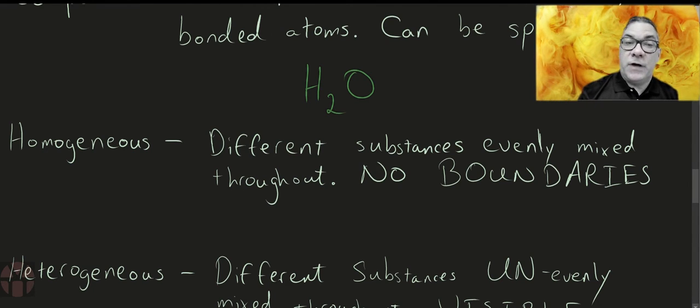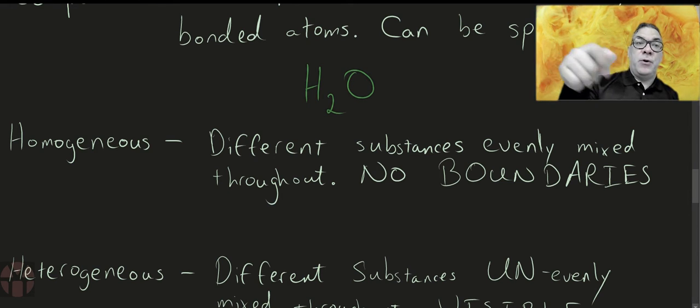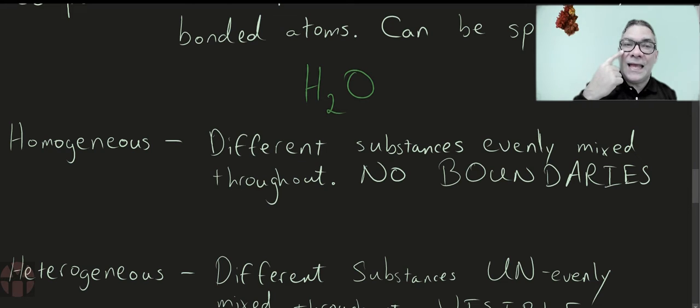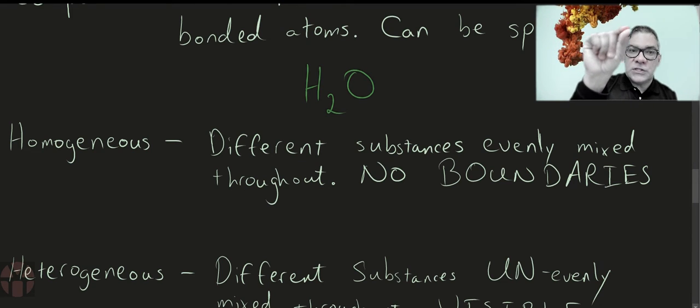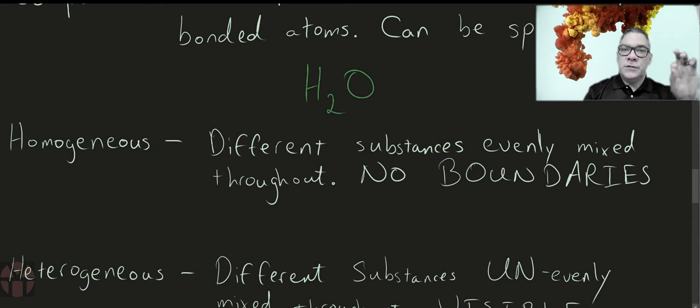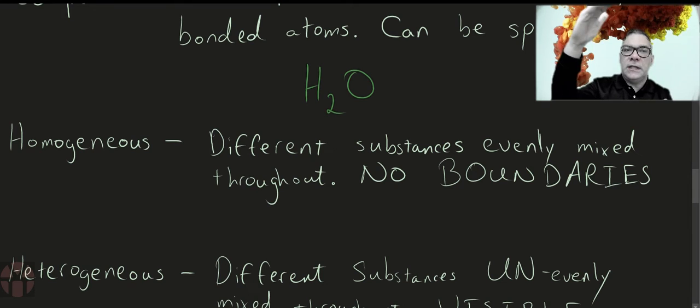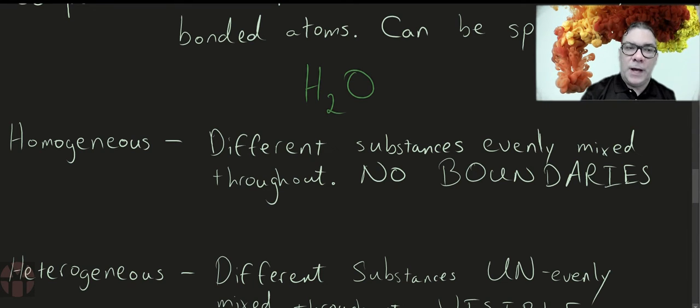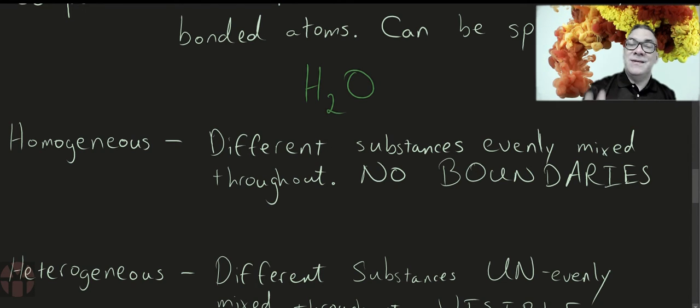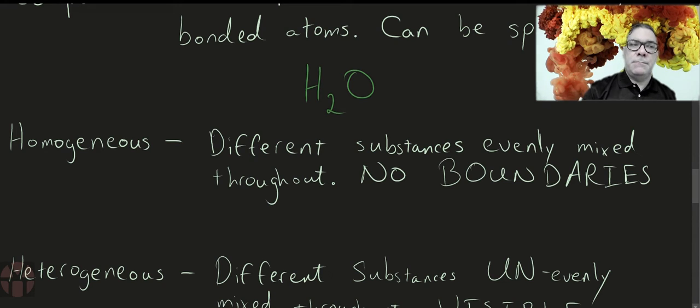Another good example of a homogeneous mixture is salt water. I take some salt, I put it into water, I stir it up. I can no longer see where is the salt particle and where is the water particle. To me, it's completely evenly distributed throughout. So this is my homogeneous mixture.